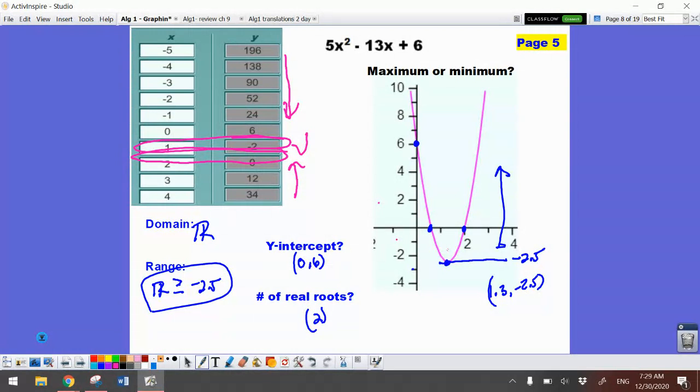So not always will you be able to see the duplication or the symmetry, okay? Because there are some decimals in there, so we're not going to be able to see the exact location of our intercept always, or our vertex.